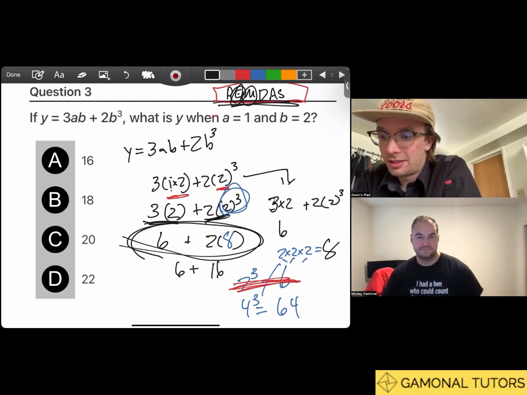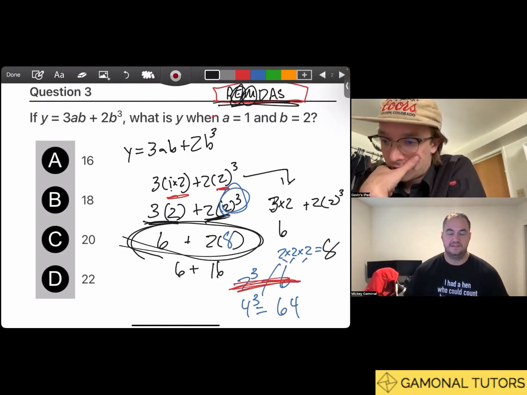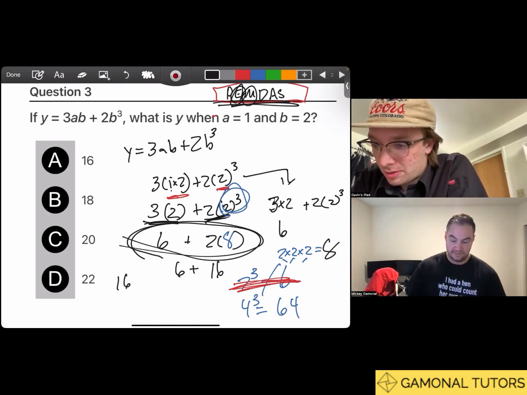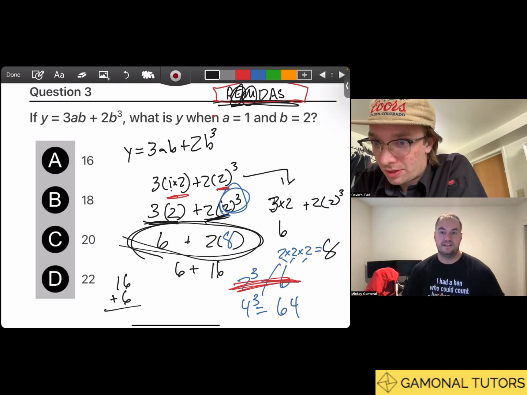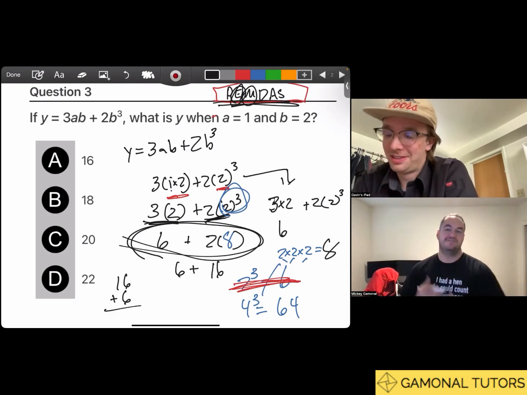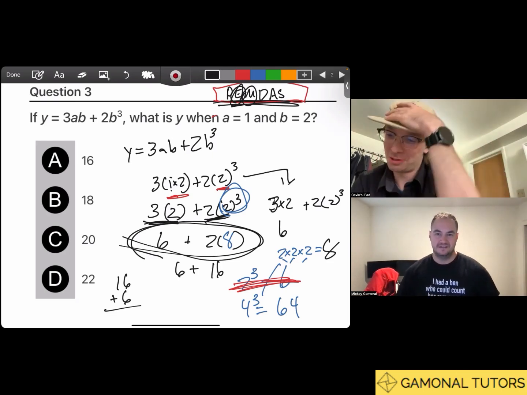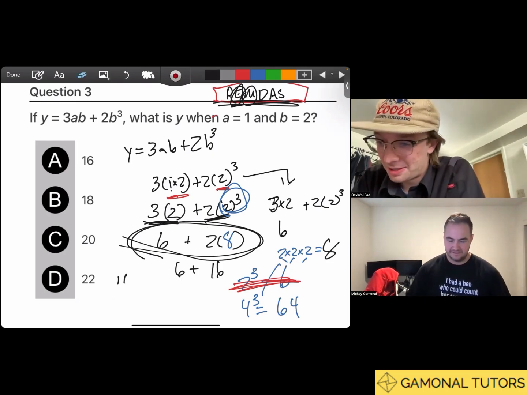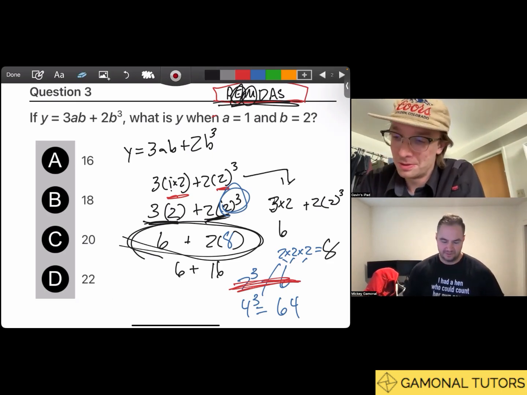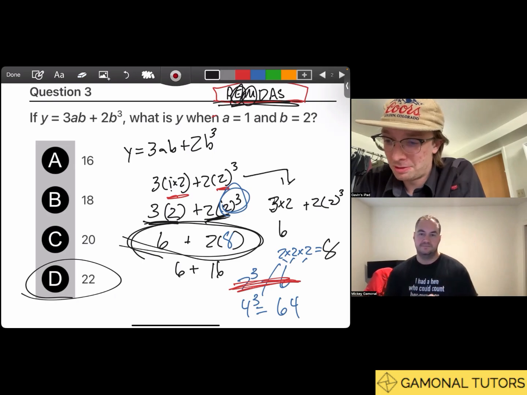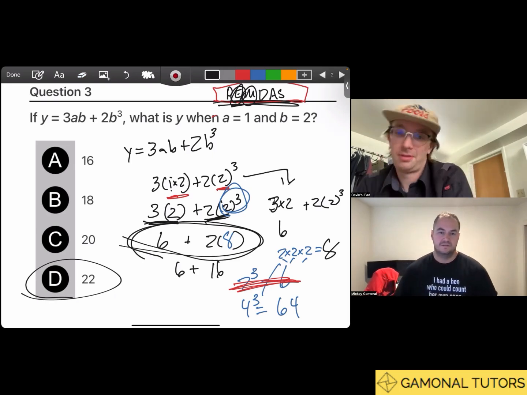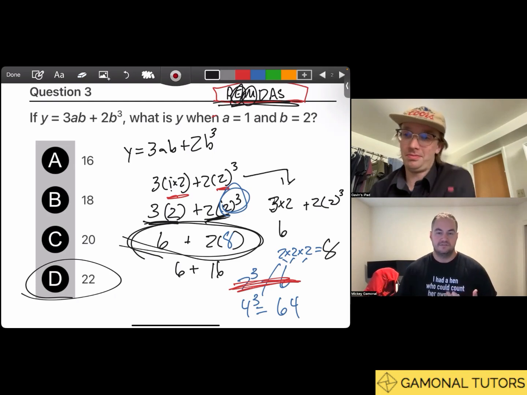And now the last step. Add. And this is where I would encourage you to write it down. If you're not sure, definitely write. That's just what I was doing. Perfect. So 22 is the right answer. So y would equal 22. Very good, very good.